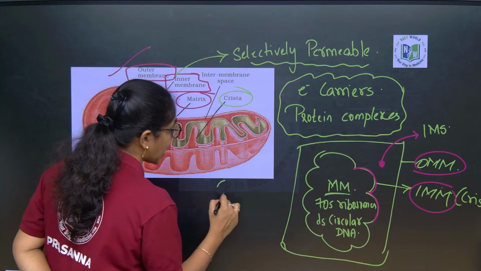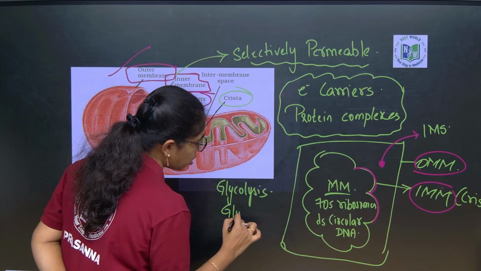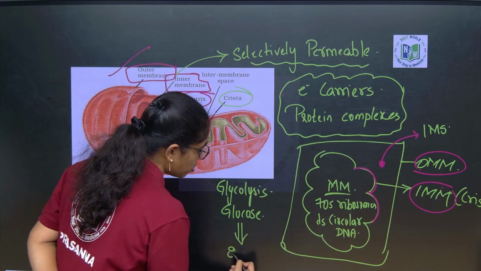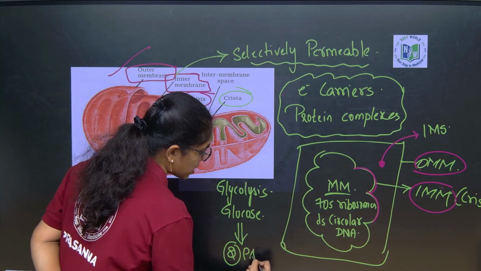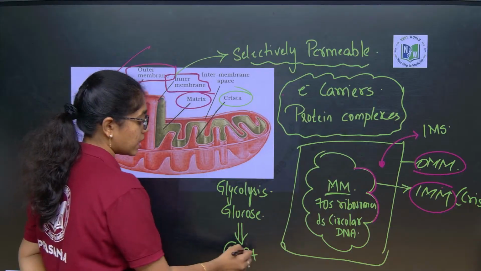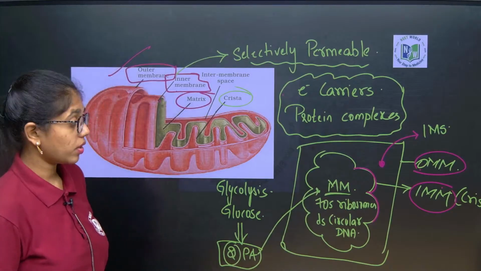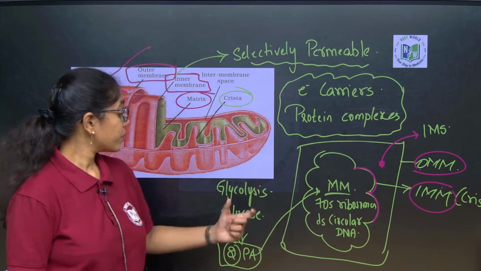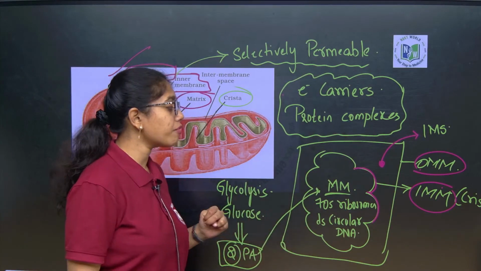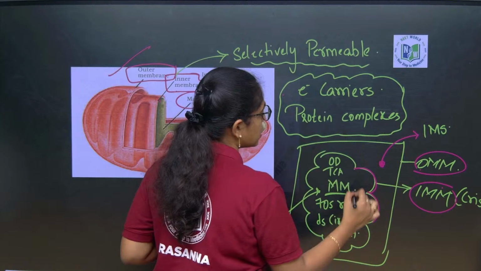Glycolysis happens in the cytoplasm, where glucose is incompletely or partially oxidized to 2 molecules of pyruvic acid. These 2 molecules of pyruvic acid will directly enter into the mitochondrial matrix. Inside the mitochondrial matrix, this pyruvic acid first undergoes oxidative decarboxylation, and then the TCA cycle will occur, the tricarboxylic acid cycle or Krebs cycle.